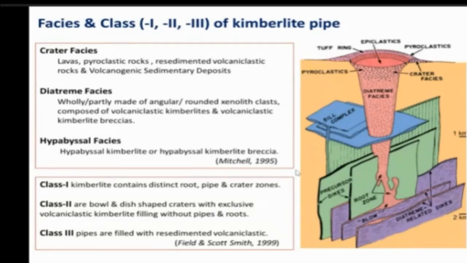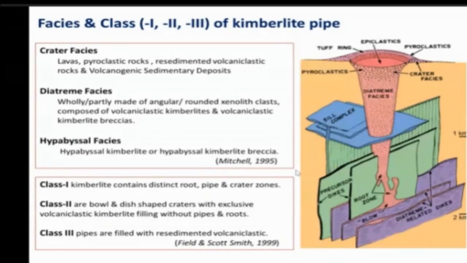On the other hand, the hypabyssal facies of the kimberlites are defined by two different rock types. One is hypabyssal kimberlite and the other is hypabyssal kimberlite breccia. Most studies classify the kimberlite occurrence in terms of three classes: class one, class two, class three. Class one kimberlites are the most dominant type of kimberlite occurrence observed around the globe, and they contain the distinct preservation of root, pipe, and crater zones.